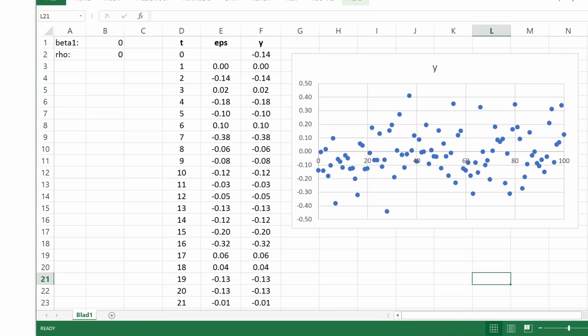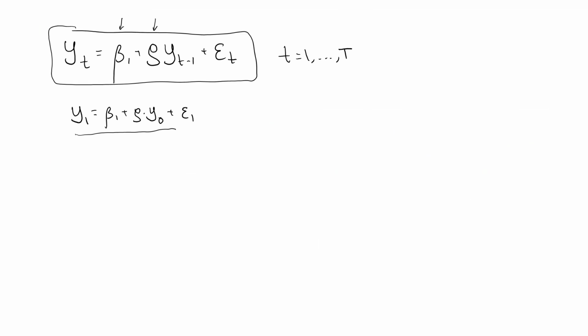So let's see what happens now when we change the parameters, and I will begin by changing rho to see what the consequences will be. The first thing we can notice is that when rho is equal to 0, then yt does not depend on yt minus 1. So when rho is equal to 0, the covariance between yt and yt minus 1 is 0, and there is no time dependence at all. In this case, we're actually looking at a random sample.